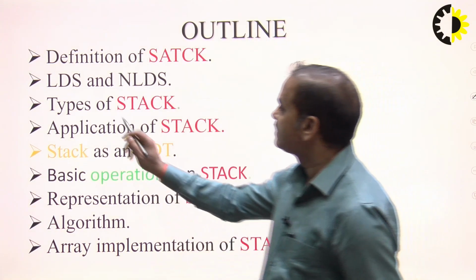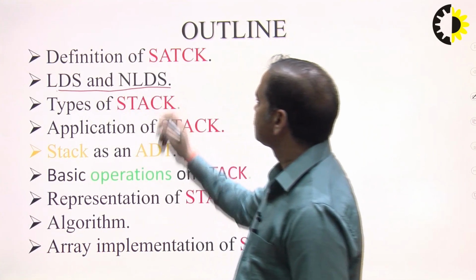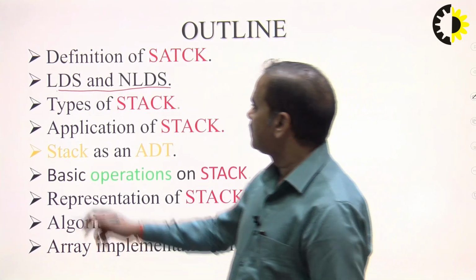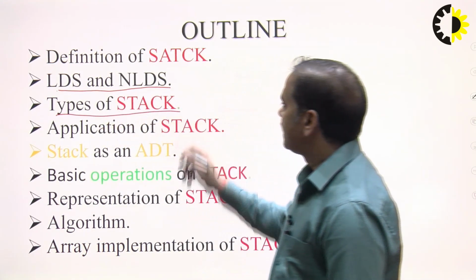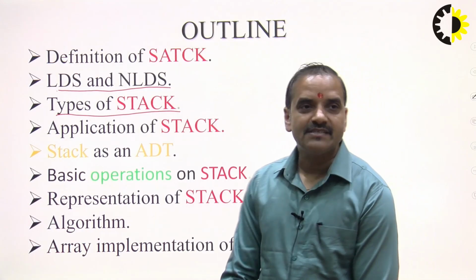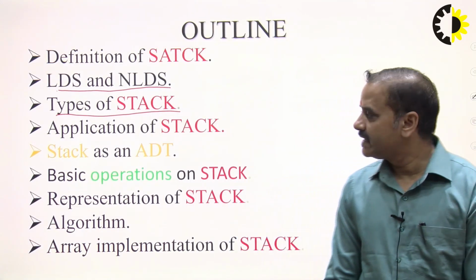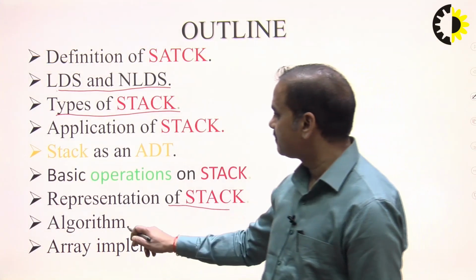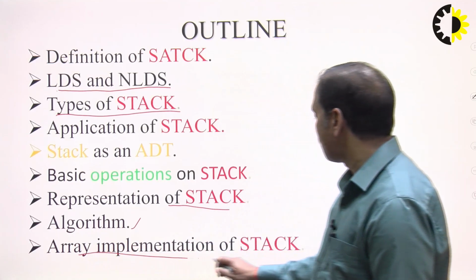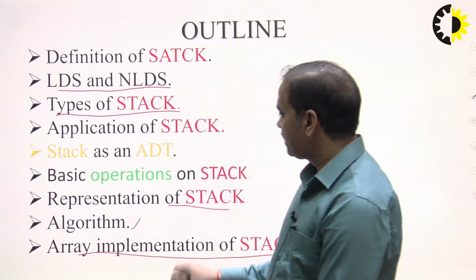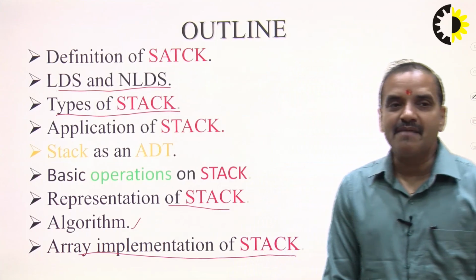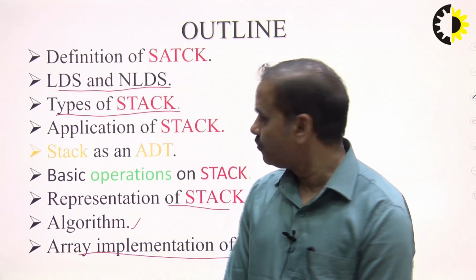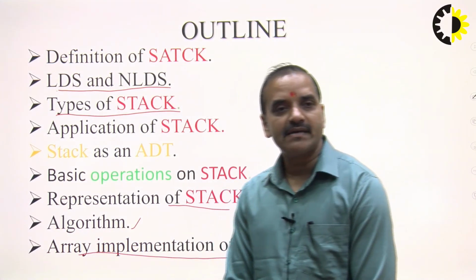This is the type of data structure in which we have to discuss how the data is classified into different types. After that, the types of stack. Then application of stack as an ADT, abstract data type. Then basic operations on stack, representation of stack, algorithm, then array implementation of stack. In this topic, we discuss only the array implementation. Stack can be implemented in different ways, but here we discuss only the array implementation of stack.